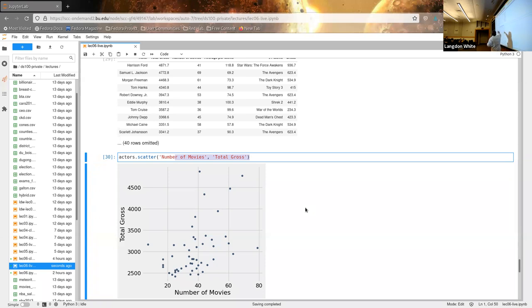Harrison Ford, right? And then who might that be? Right, Sam Jackson. What I think is interesting here is that they grossed about the same amount, but they're actually quite far apart, because Samuel Jackson has made a lot more movies. So each individual movie didn't make as much money.